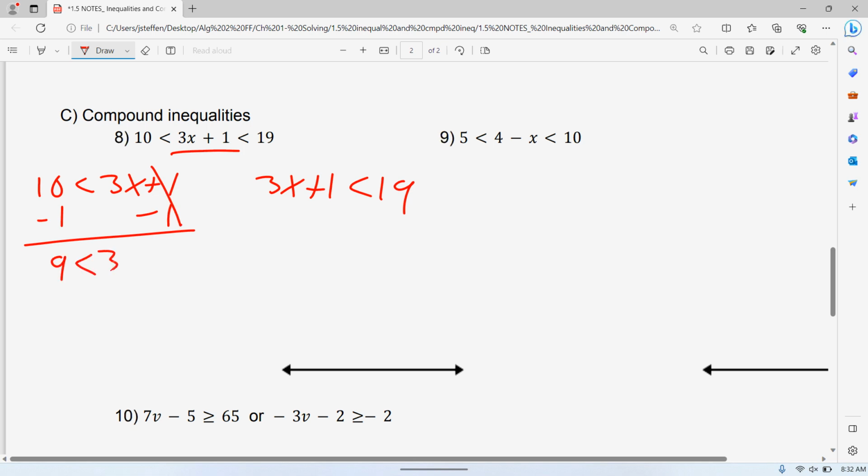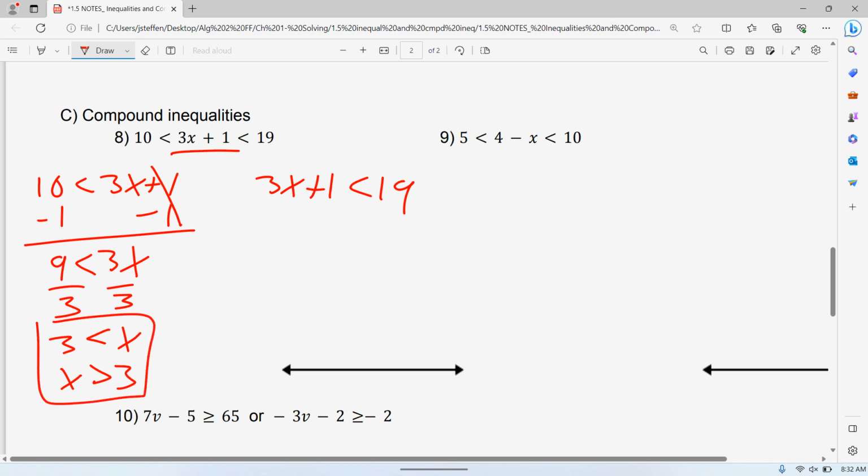Divide both sides by 3. 3 is less than x. Again, I personally put x is greater than 3. On the other side, I subtract 1, and then I solve this one. 3x is less than 18. Divide by 3, divide by 3. I get x is less than 6.